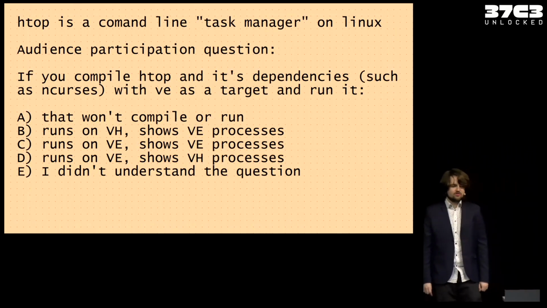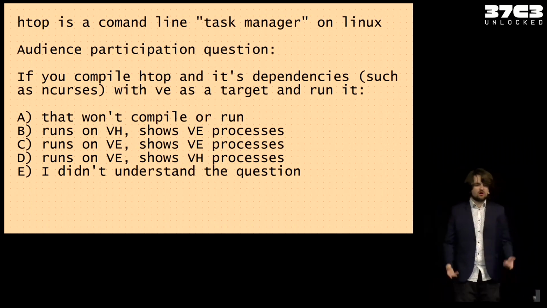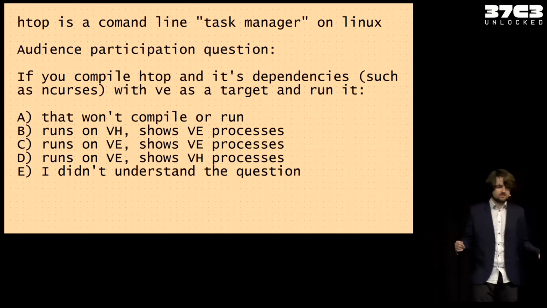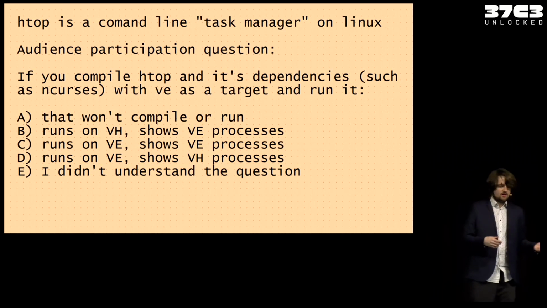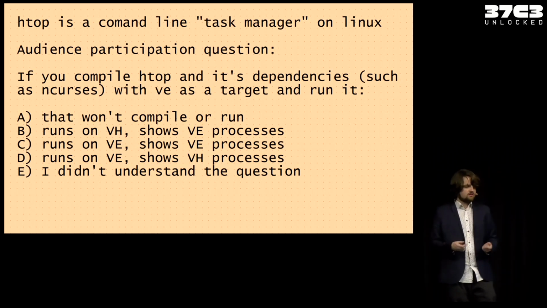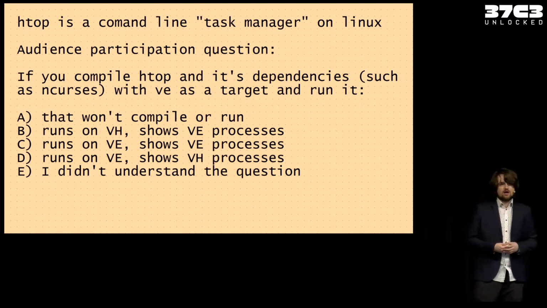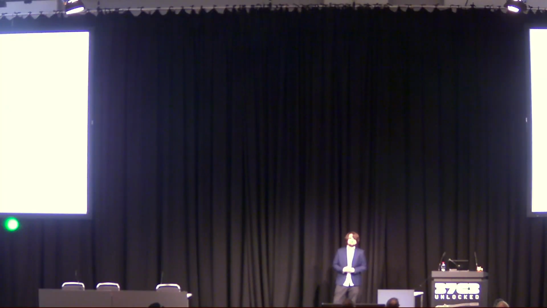Now, soon audience participation. htop is a command line task manager on Linux. So if you compile htop and its dependencies, such as ncurses and so on, with the vector engine as a target and run it, what do you think will happen? Raise your hand if you think A, it won't compile or run.